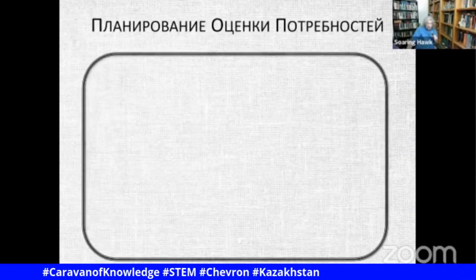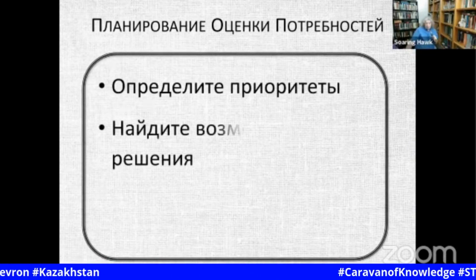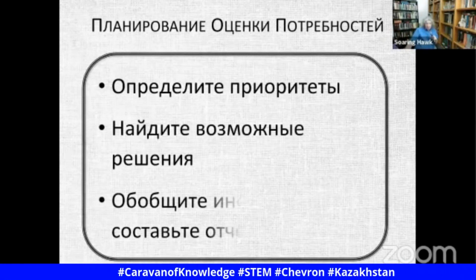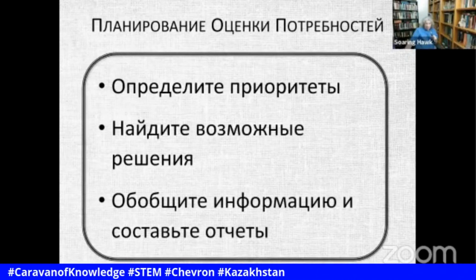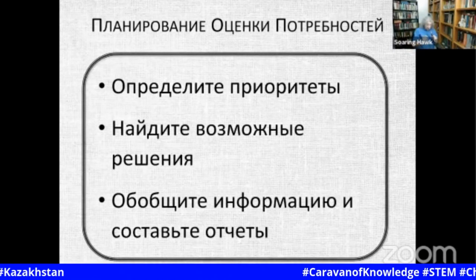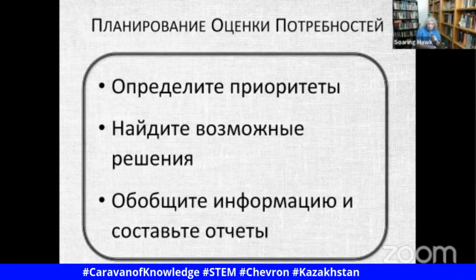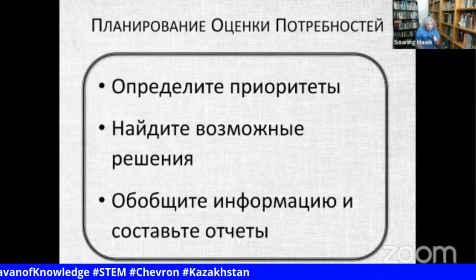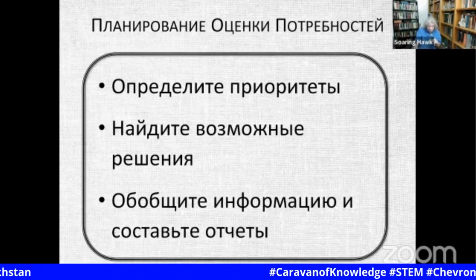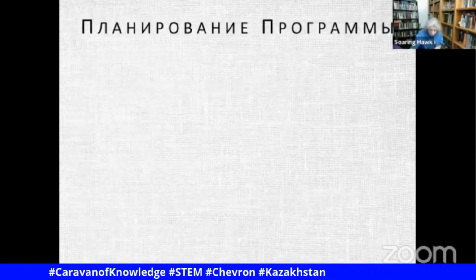So that's why it's important to determine the priorities, and you want to identify potential solutions. And that's very important, to try to determine how you can solve the problem or the need. And then obviously you want to be able to disseminate this information within your system. So you have to synthesize the information and create reports.